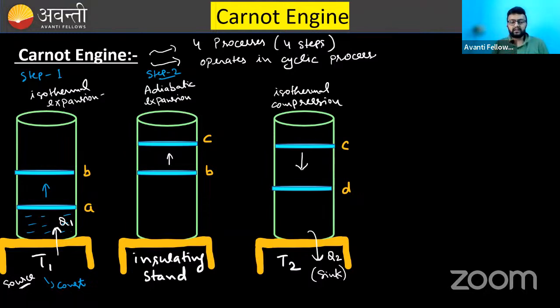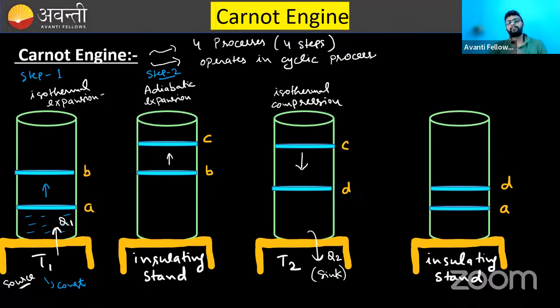So three steps were there, I have discussed. Now in the final step, the same process is repeated. This time the gas is again compressed from D to A. And what is A? A is the starting point. So this is the complete cyclic process.